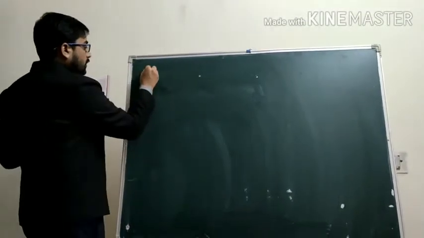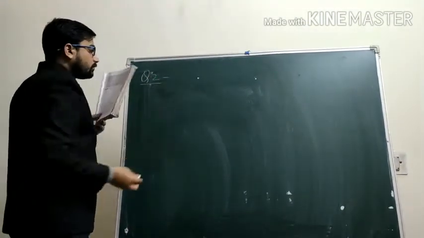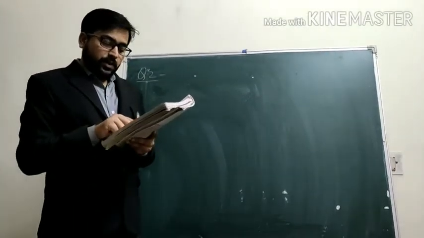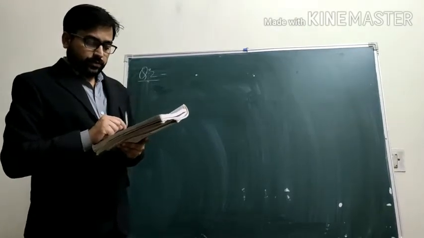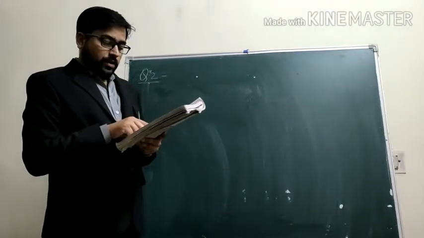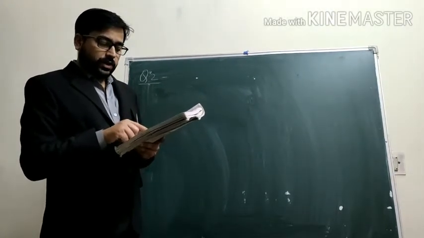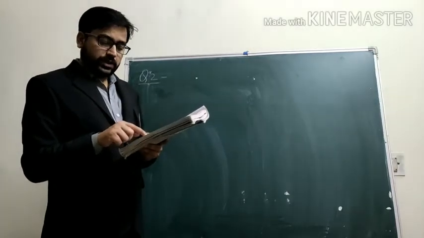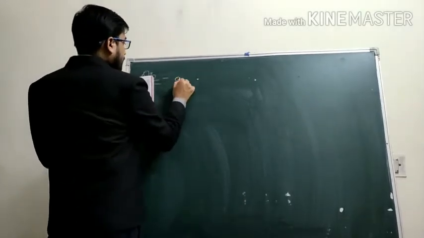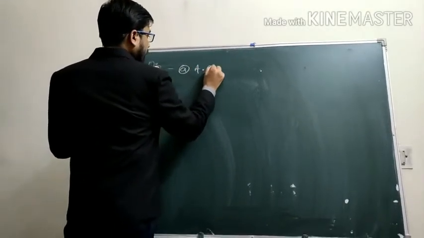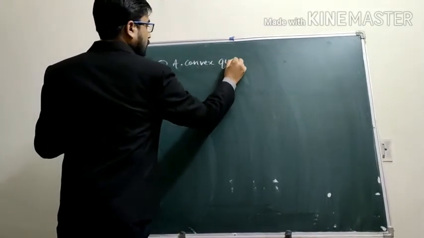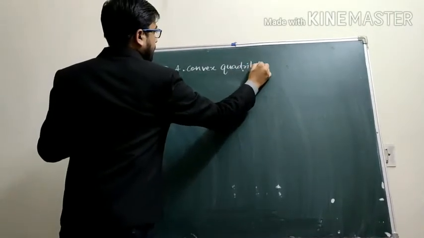Now let's do question number 2. You can see the question from your book. How many diagonals does each of the following have? How many diagonals will the given figures have? The first is a convex quadrilateral, b is a regular hexagon and c is a triangle. How many diagonals does each of the following have? First is a convex quadrilaterals.